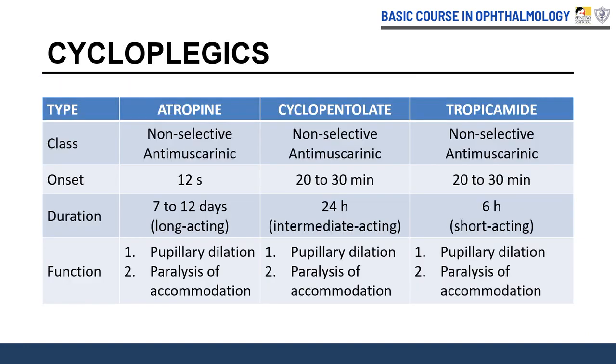So to compare the three different cycloplegics, atropine is considered a long-acting cycloplegic with duration of action lasting for about 7 to 12 days. Cyclopentolate is an intermediate-acting cycloplegic with duration of action lasting for about 24 hours. And tropicamide is a short-acting cycloplegic with duration of action lasting about 6 hours.